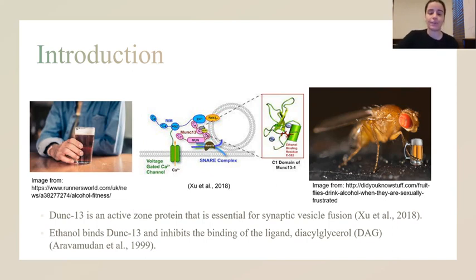UNC13 is an active zone protein that is essential for synaptic vesicle fusion. UNC13 binds diacylglycerol, which facilitates the vesicle fusion. When ethanol is present, it binds UNC13 and inhibits the binding of the diacylglycerol.